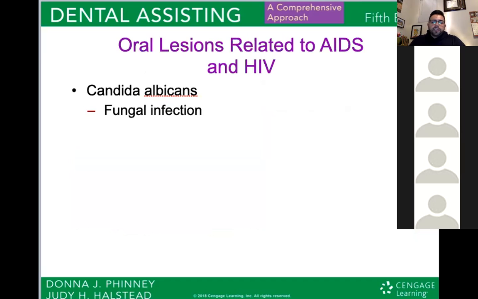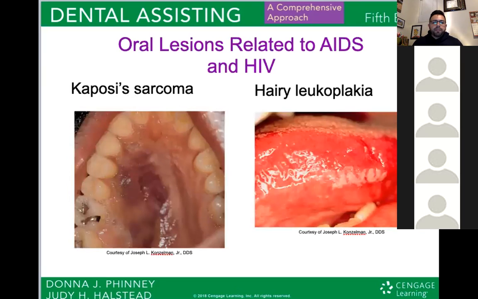We have some oral lesions related to AIDS and HIV. Candida albicans can be found in people who have AIDS or have had prior cancer treatment. Patients often report a burning sensation in the infected area. Candida albicans is a type of fungal infection that people with normal immune systems could normally fight off. But anybody who has had cancer treatment or whose immune system is compromised by AIDS can get these fungal infections that pop up.